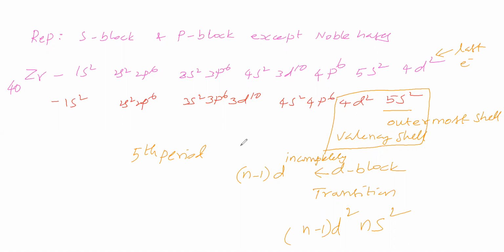Okay, next element we will take. The next element is rubidium. For rubidium, the atomic number is 45. Now we will write the electronic configuration: 1s2, 2s2, 2p6, 3s2, 3p6, 4s2, 3d10, 4p6, 5s2. Now we will count the electrons here: 10, 10, 20, 30, 30 plus 8 is 38.